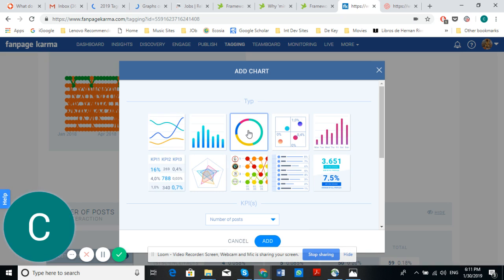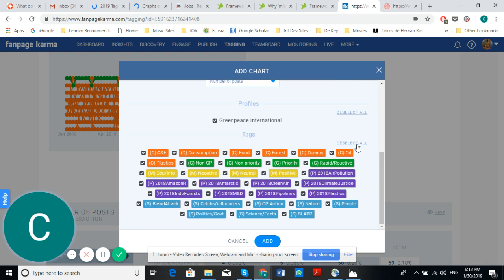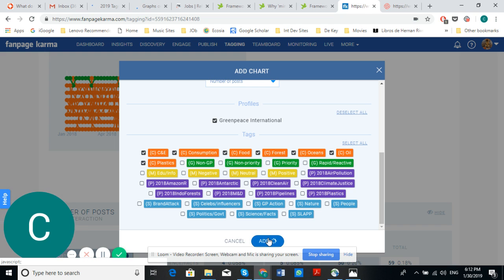I like to start with the donut graph. For KPIs, I keep the number of posts. And then I select one category of tags. So right now, let's do the campaign tags. And then just click Add. That's it. And that will generate your donut graph.